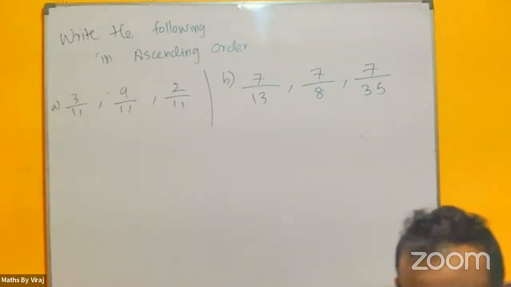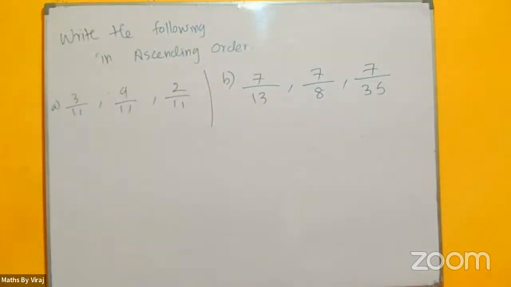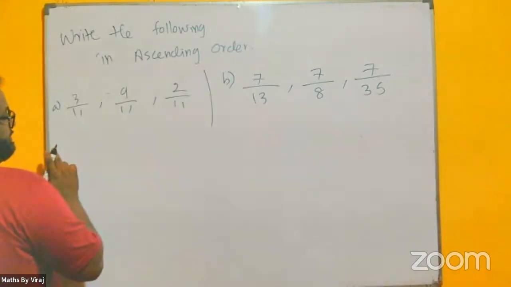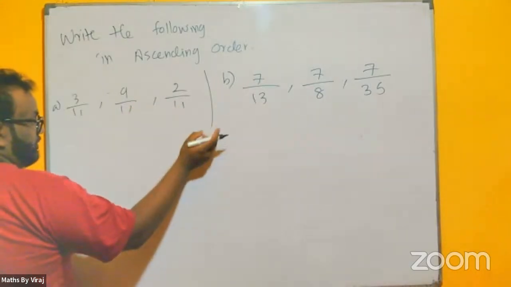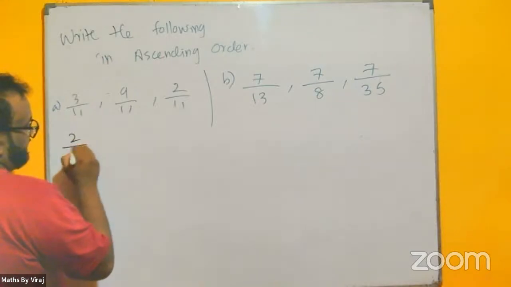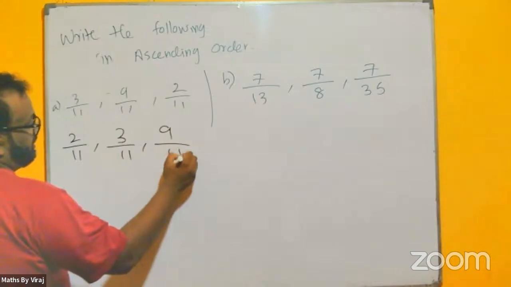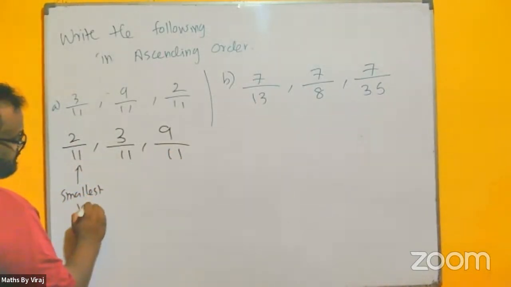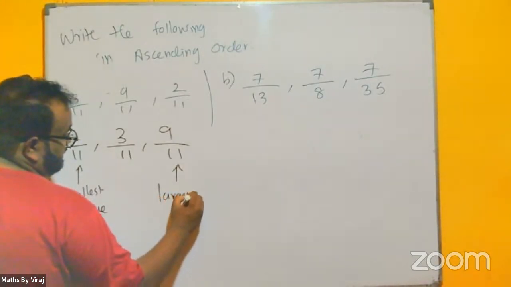That is the reason why we come to a class. We have to correct ourselves. That's all. It's a part of the journey of learning. You see that here the denominators are the same. When the denominator is the same, larger the numerator, larger will be the value. Therefore, the smallest that we have is what? 2 over 11, 3 over 11, and 9 over 11. Here, smallest value. This is my what? Largest value.